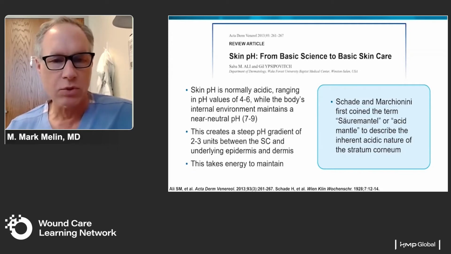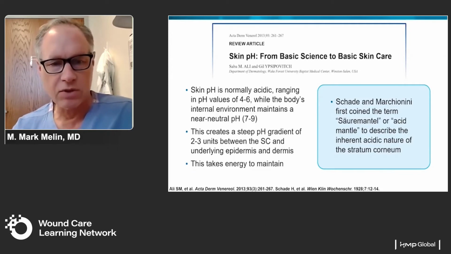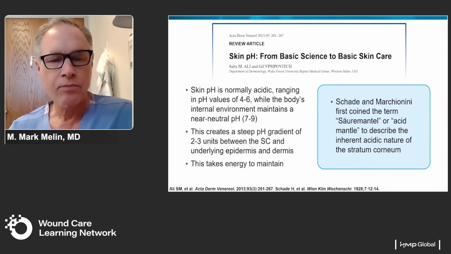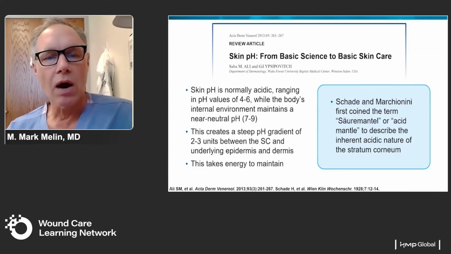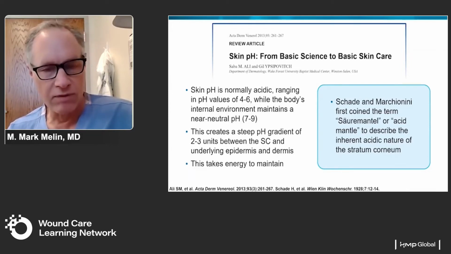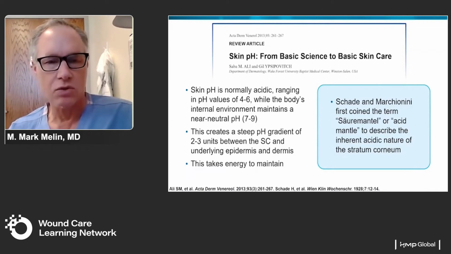There is a steep gradient of pH of approximately 2 to 3 units between the subcutaneous tissues and the underlying epidermis and dermis. It takes a lot of energy to maintain that, but it's a very purposeful gradient in overall skin health. This phrase was first coined in 1928 in the journal cited here. Maintaining a skin pH in that 5.5 range, as we talk about the acid mantle, is critical to helping us to heal wounds.